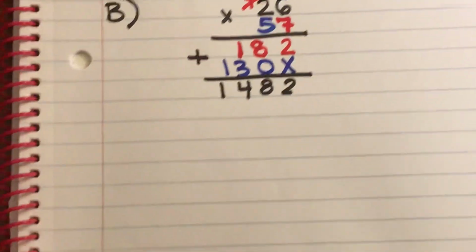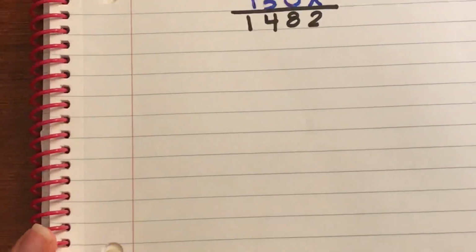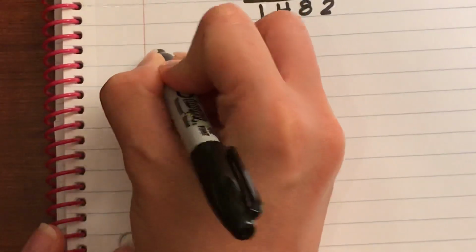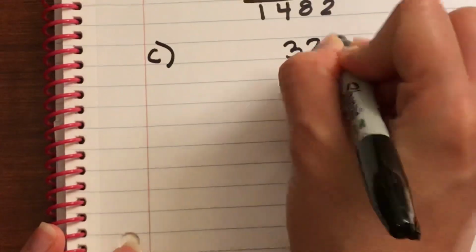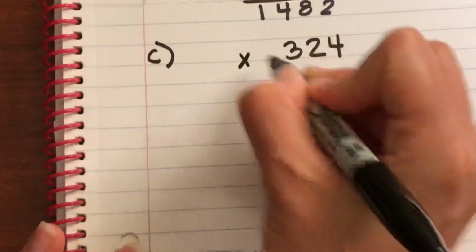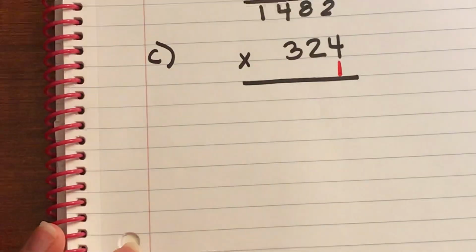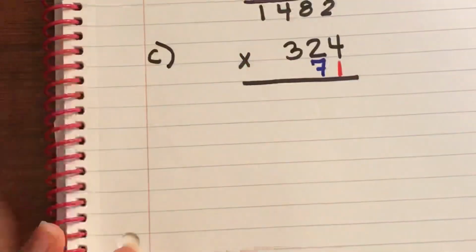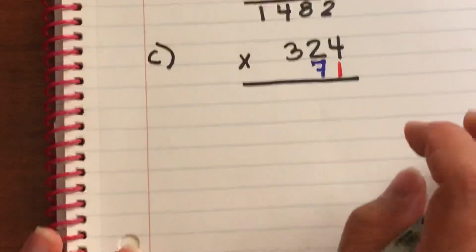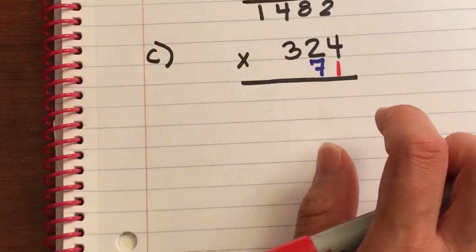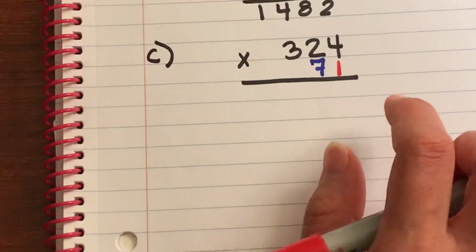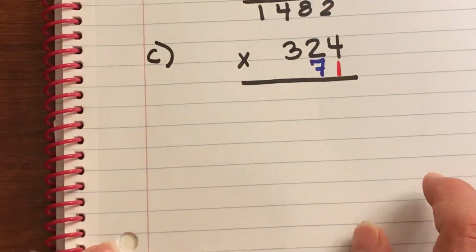All right, let's do one last one. Look at C. 324 times, let's do 1 just to make it a little bit easier, and 7 tens. So this time I have a 3-digit number, and I have 2 digits. I know I said I wanted to focus on the 2 times the 2, but I wanted to give us a little bit of a challenge here for our last problem.